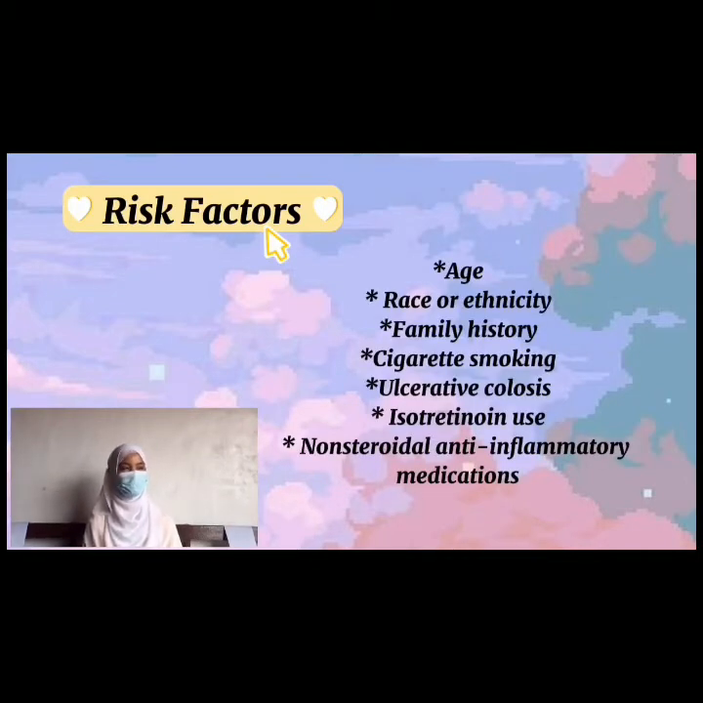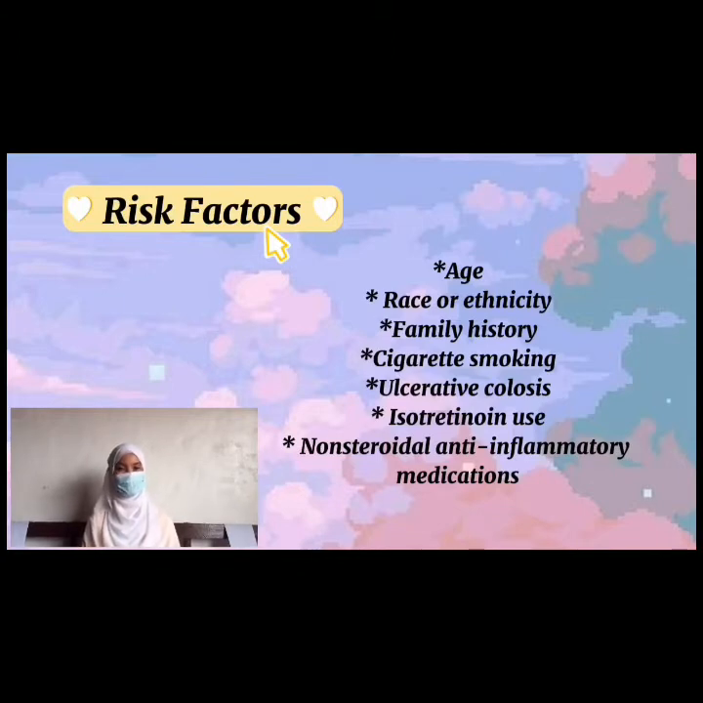For example, age: most people who develop IBD are diagnosed before they reach 30 years old. But some people don't develop the disease until their 50s or 60s. Next we have race or ethnicity. Although white people have the highest risk of the disease, it can occur in any race. If you're of the disease, your risk is even higher.